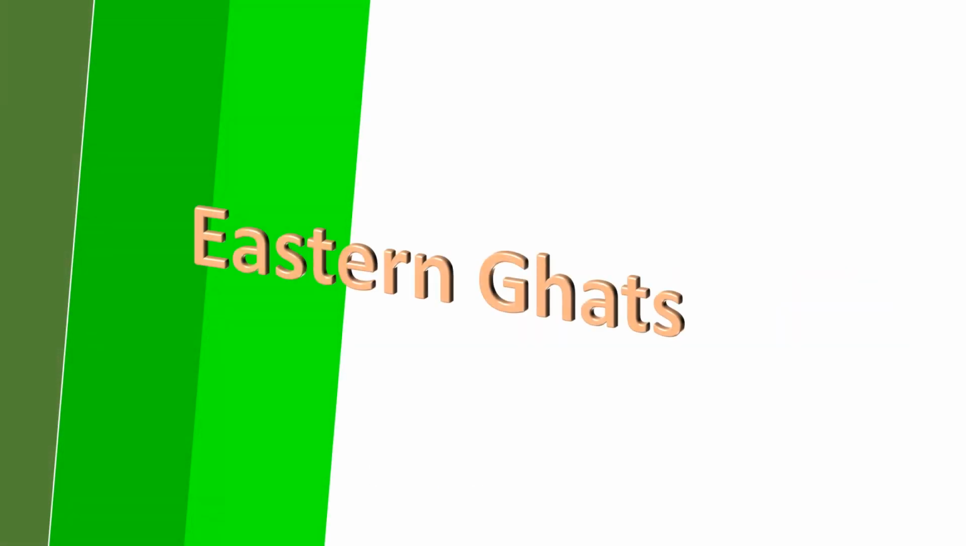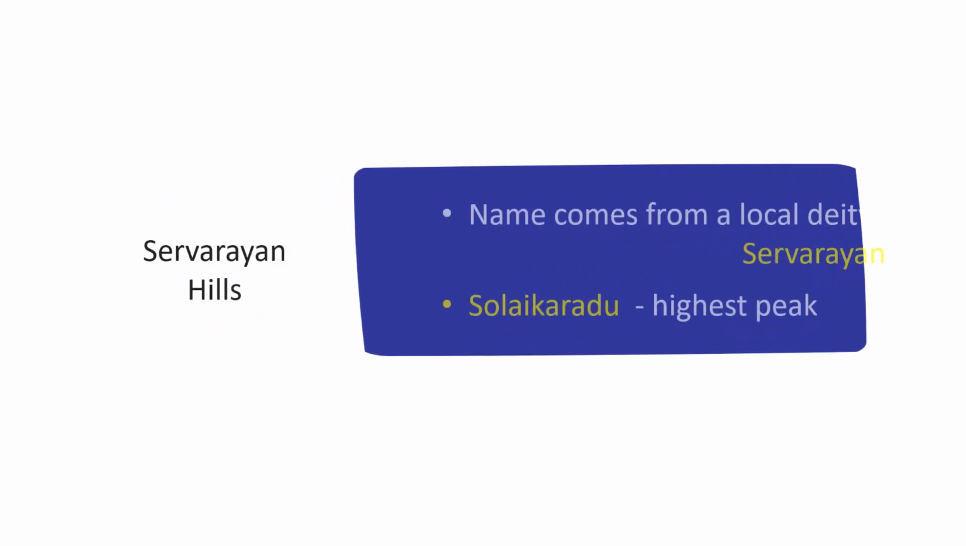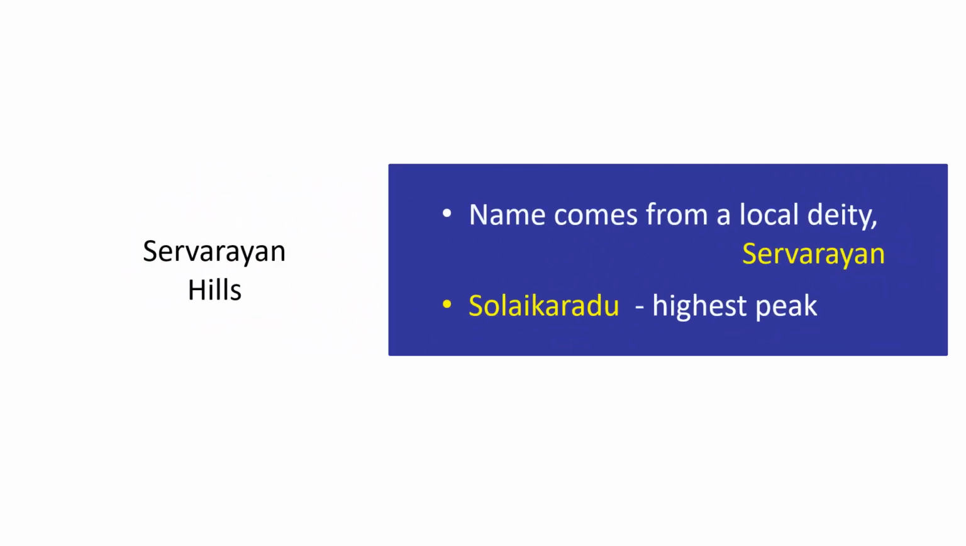The Eastern Ghats. Some of the hills found in the Eastern Ghats are: 1. Servarayan Hills. They get their name from the local deity or goddess called Servarayan. Solai Karadu is its highest peak.